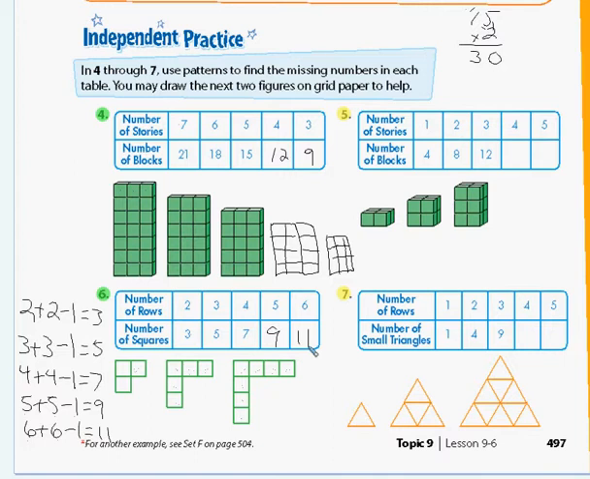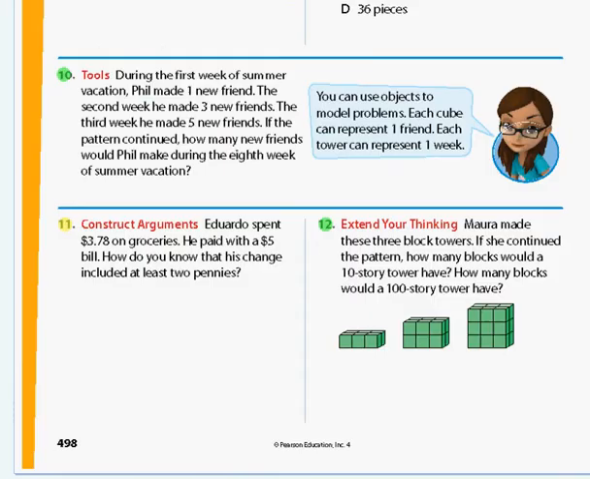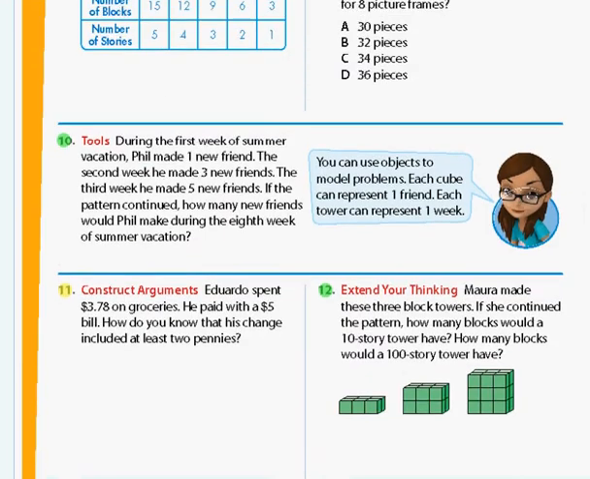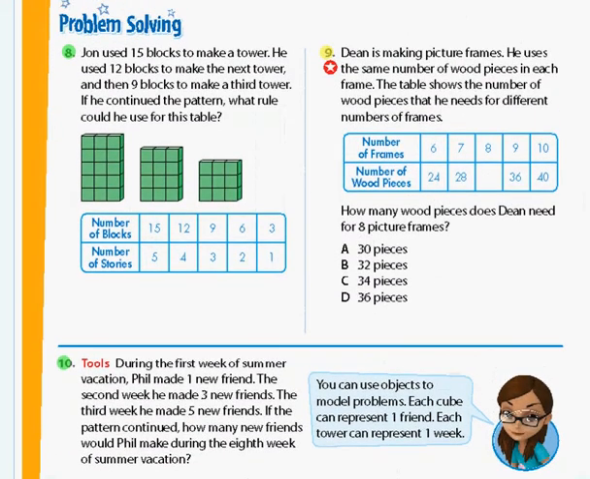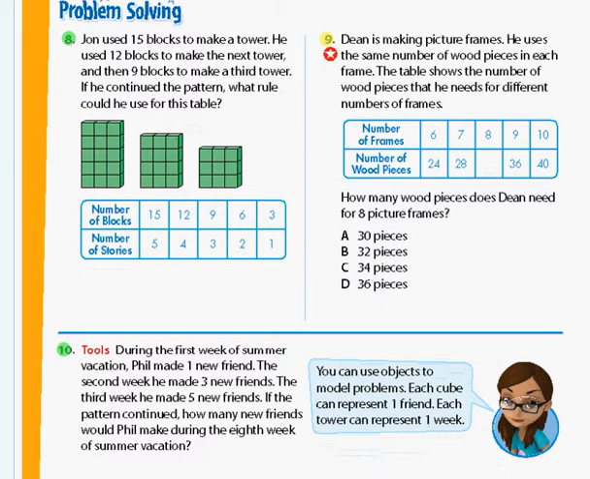Now go ahead, go to the back page. Some of our word problems here. Okay, John used 15 blocks to make a tower. He used 12 blocks to make the next tower. Then he used 9 blocks to make the third tower. If he continues this pattern, what rule could he use for the table?